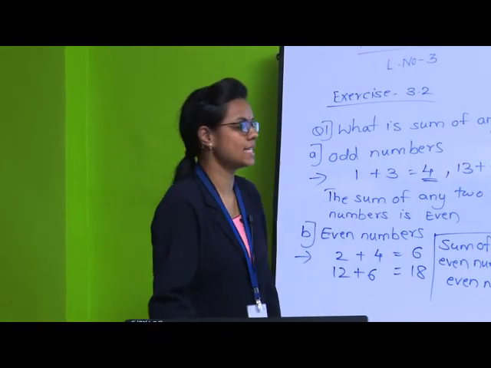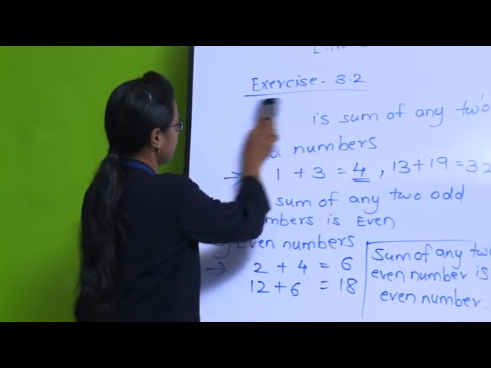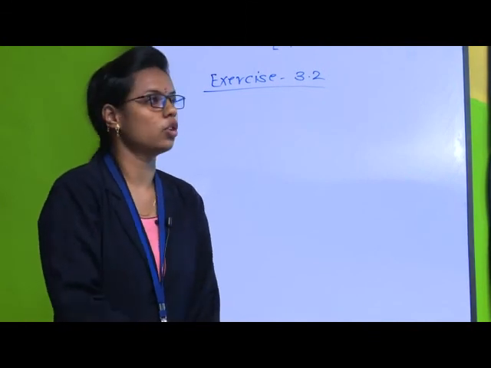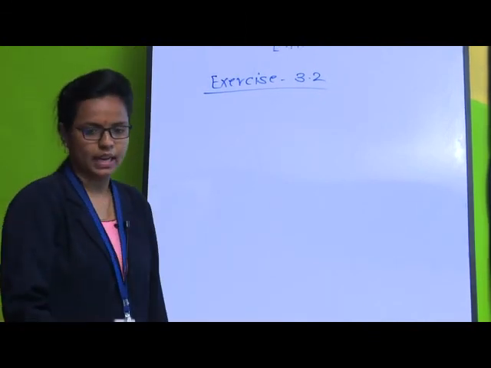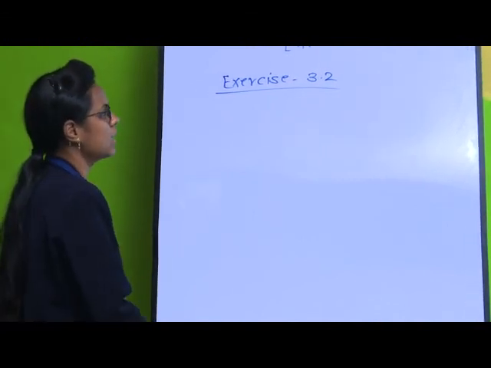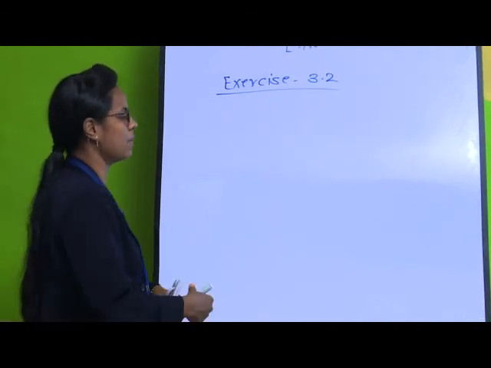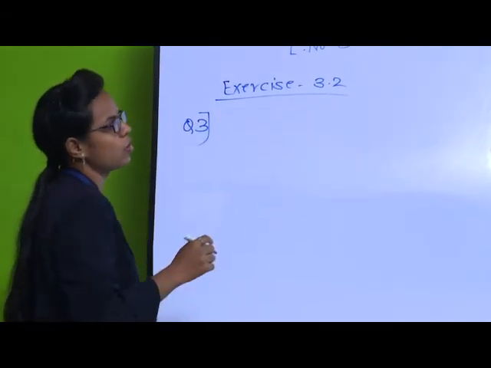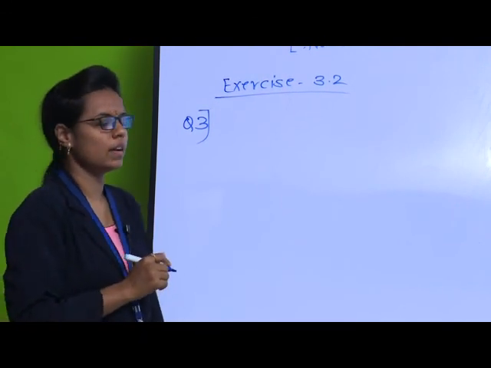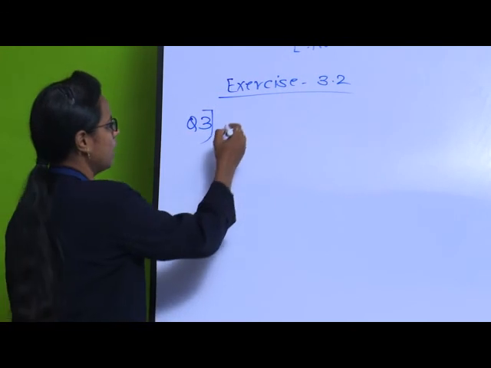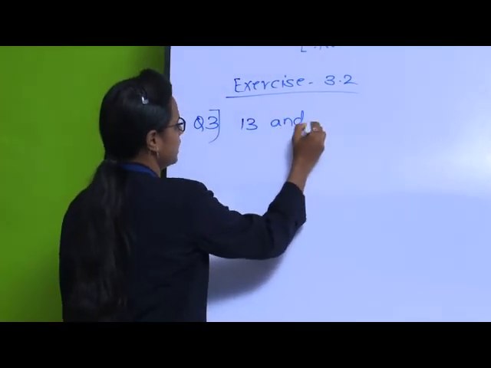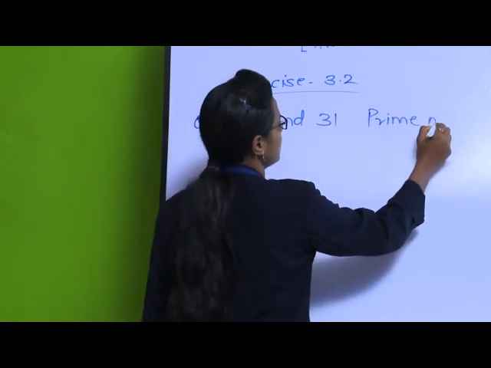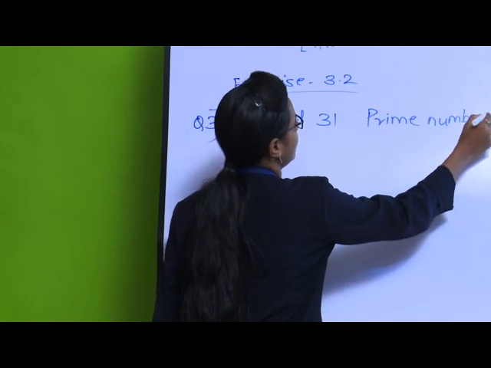Let us solve the next example from exercise 3.2 only. The question is: the numbers 13 and 31 are prime numbers. Question 2 is true or false, that you can solve. The numbers 13 and 31 are prime numbers. It is given already in the question. 13 and 31 are which numbers? Prime numbers. Now we have to find the different types of numbers.